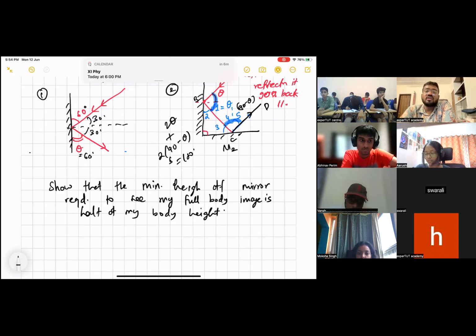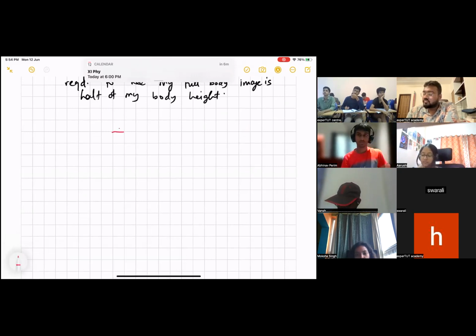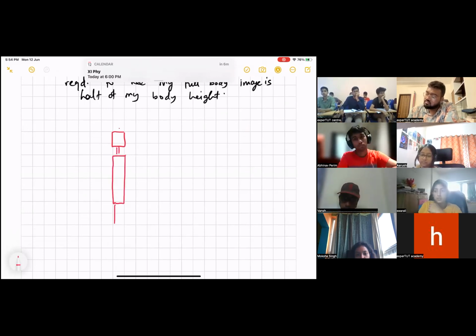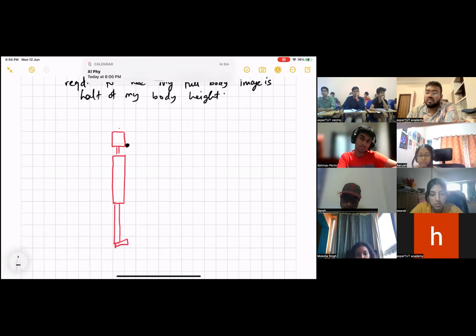We can prove this result by saying this. Let's try to understand what happens. Suppose this is a human body, and let's say for argument purposes that the eyes are here, because I need some space. Now these are the eyes.